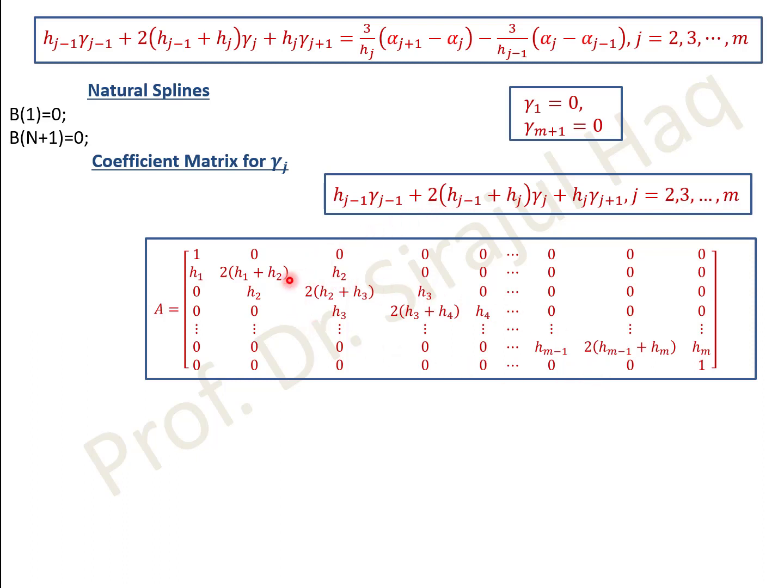So you can see that this is a tridiagonal matrix. First of all, let me define that all the entries of A are zeros. Now you can see that it's starting from gamma 1, gamma 2, gamma 3 up to gamma m plus 1. So there are m plus 1 unknowns. So this column corresponds to gamma 1, this corresponds to gamma 2, this corresponds to gamma 3, and this corresponds to gamma m plus 1. So I just reproduce that.